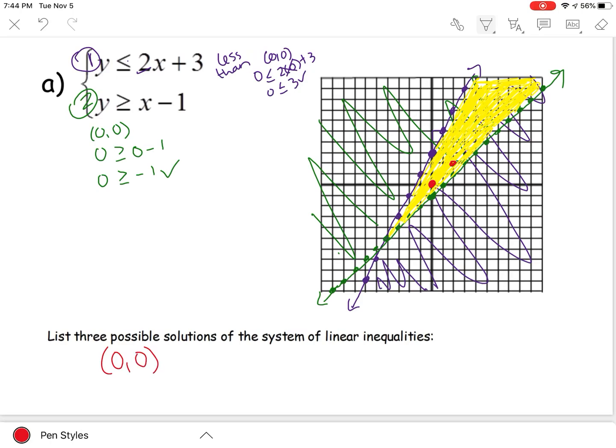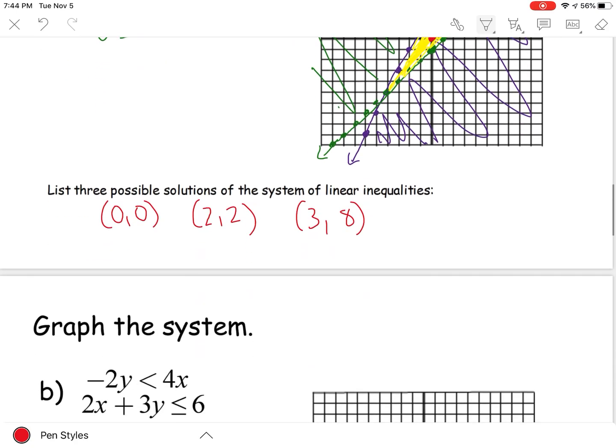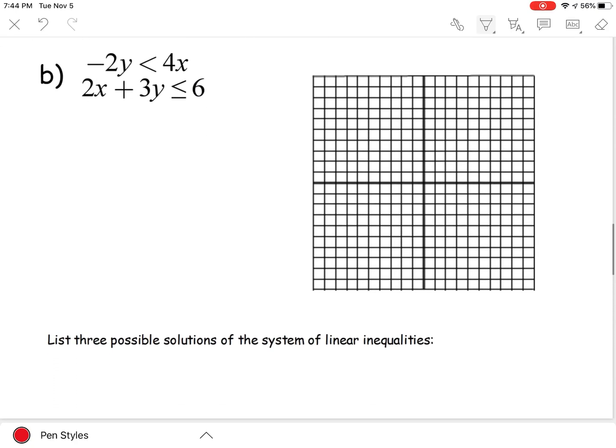I kind of colored over all of my points, but it looks like the point 2, 2 is in this area, and the point 3, 8 is in this area. You could have picked any ordered pair in that area, because any ordered pair in that area is a solution for this problem. So let's try another one.